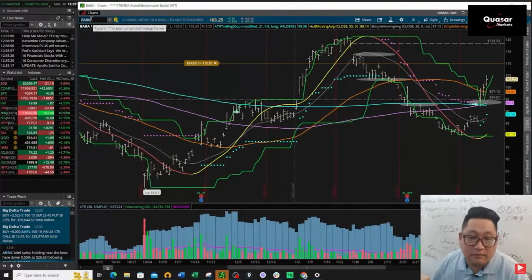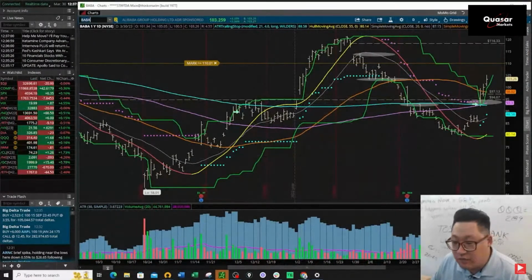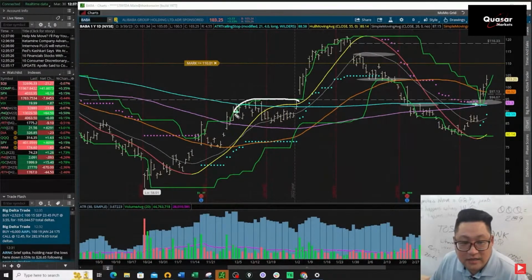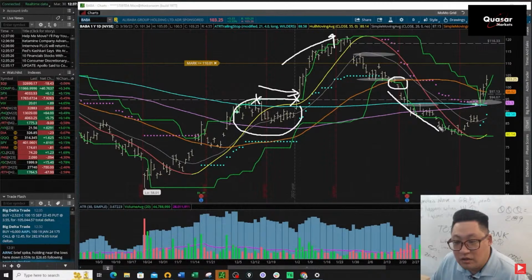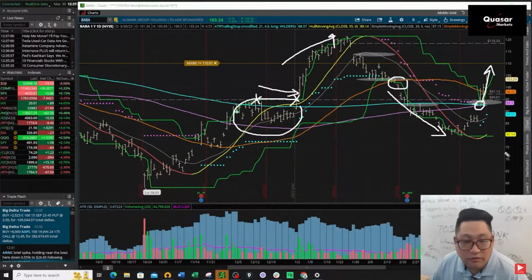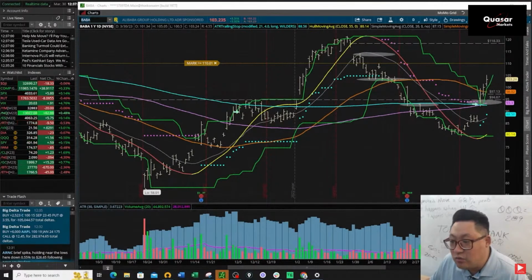BABA is another example where you could see right here, folks, they've had a lot of consolidation. There was a double top right here. And when they got above that level, it basically went from 95 to 120. Look at what happened when it broke down below the channel. Went from 100 to 80. Now they're breaking it back above that channel, 93 to 105. You catch my drift? When we see this, we know that progression could happen very quickly.